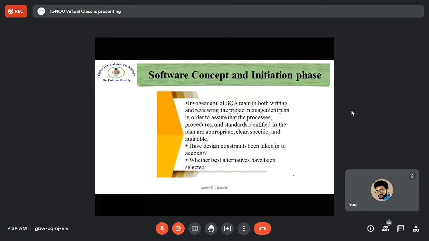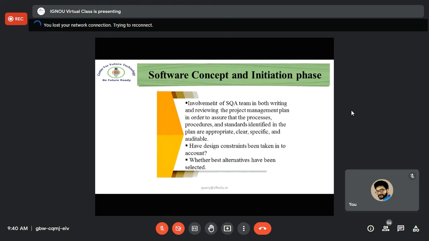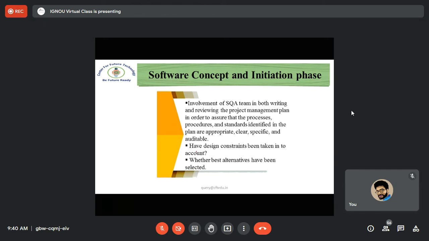Software concept and initiation phase. In the initial phase, when things are at the beginning stage, the quality team's involvement in both writing and reviewing the project management plan is needed, to assure that the processes, procedures and standards identified for the development of the software are appropriate. They should be clear, specific and auditable also.